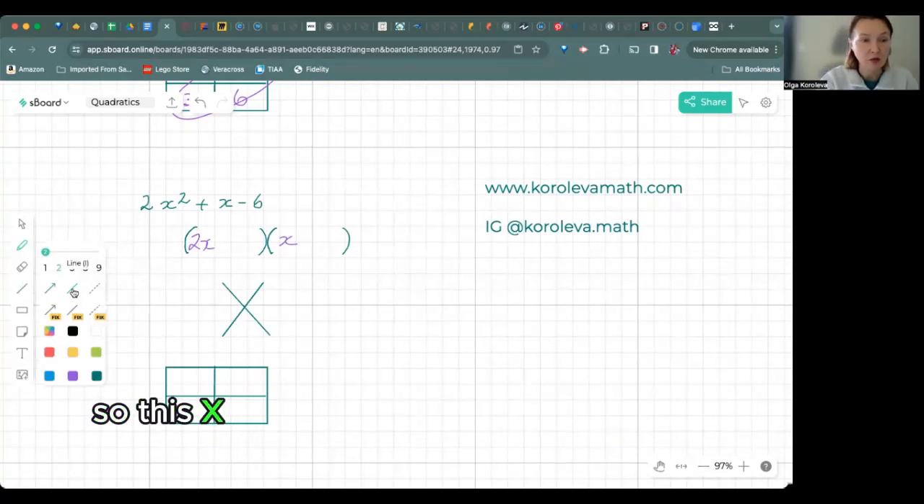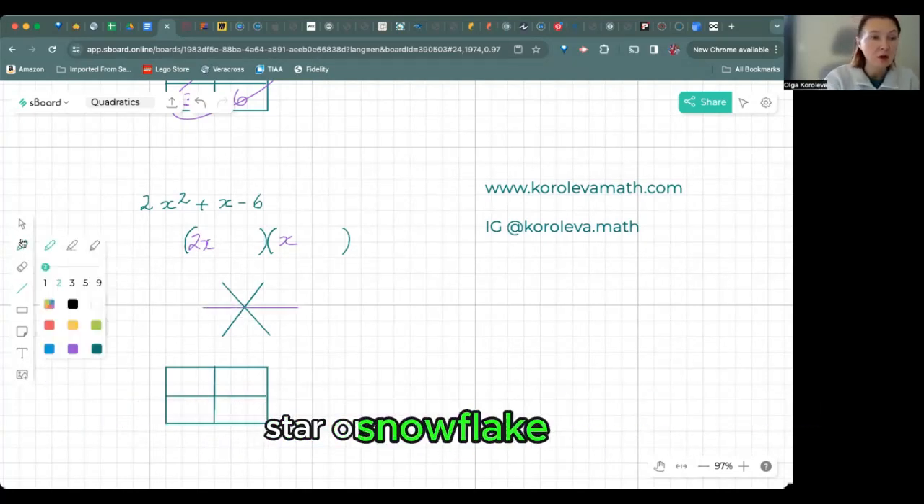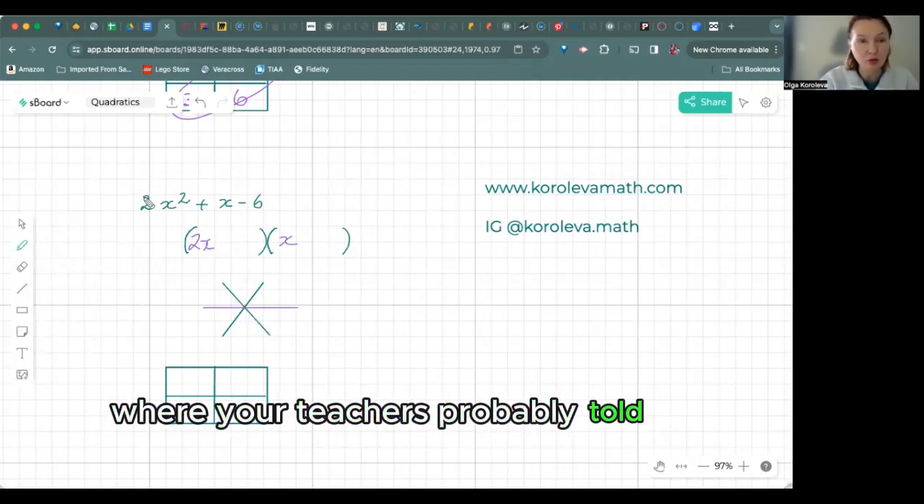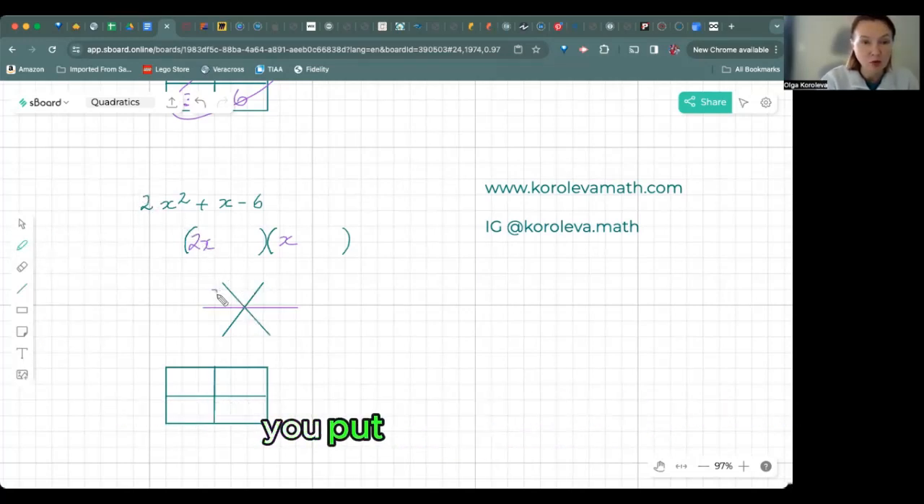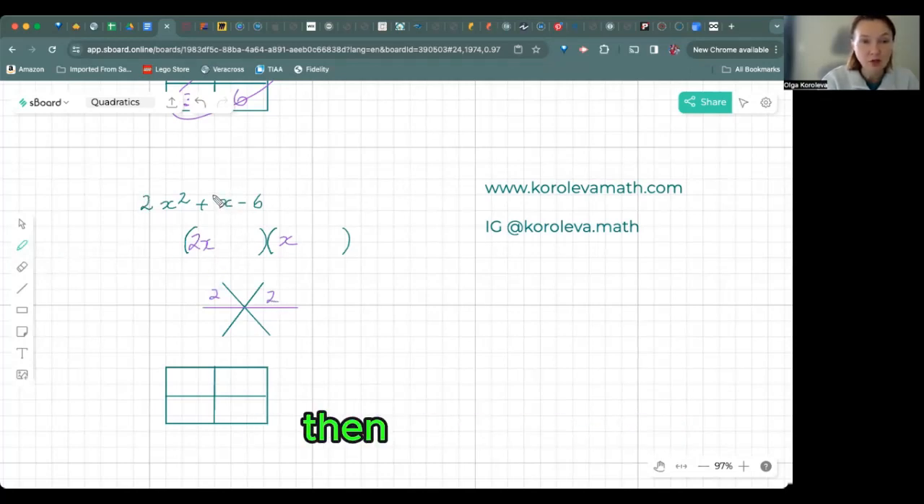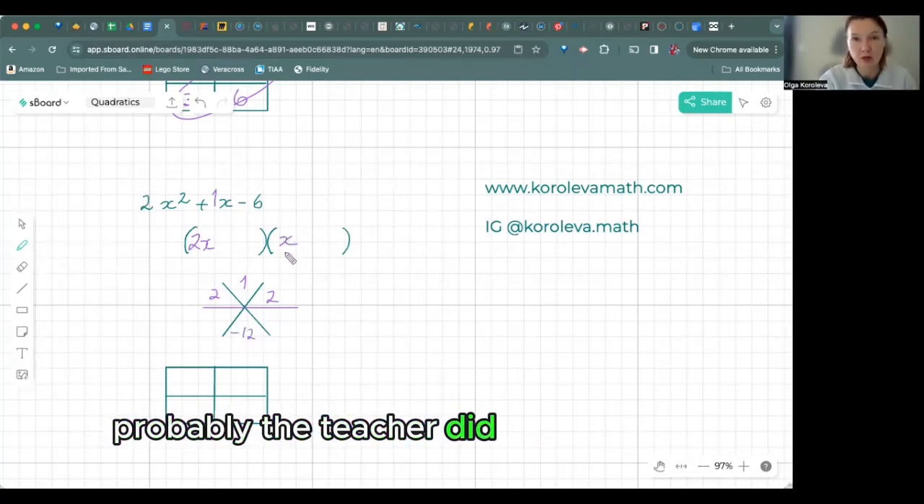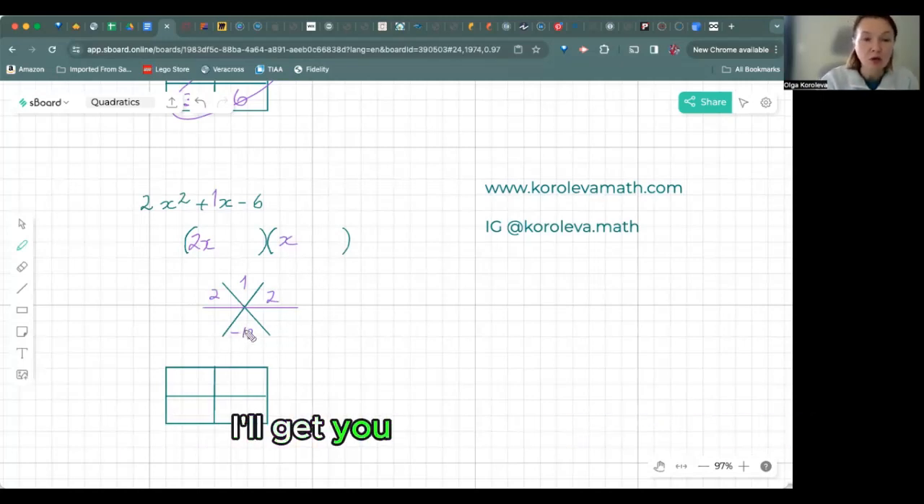So this x method now is being transformed into a star or a snowflake method, where your teachers probably told you to do this. You will put 2 and 2 over here, so that's the first coefficient. Then this coefficient, our invisible one, goes on the top, and then negative 6 does not go on the bottom. But what goes on the bottom is 2 times negative 6, negative 12. Why? Probably the teacher did not explain it to you. I'll get to that in a moment.